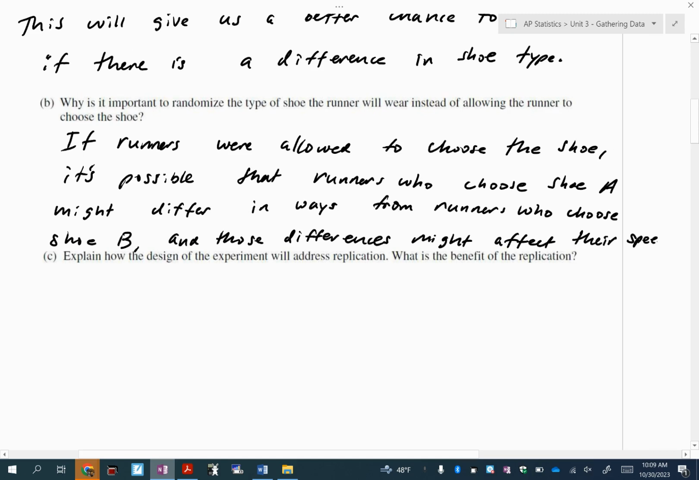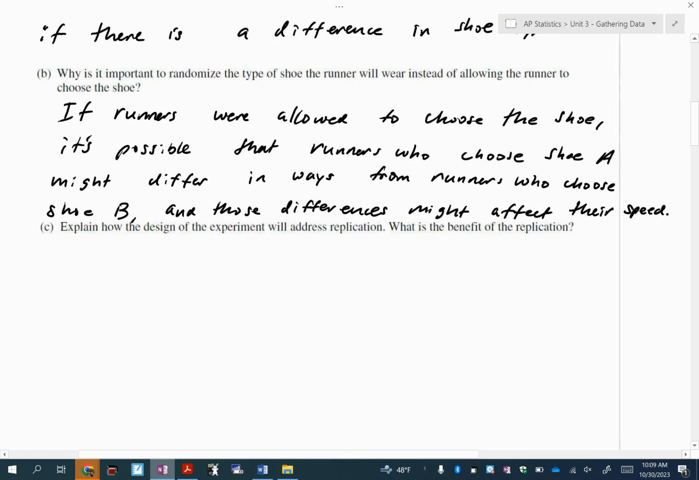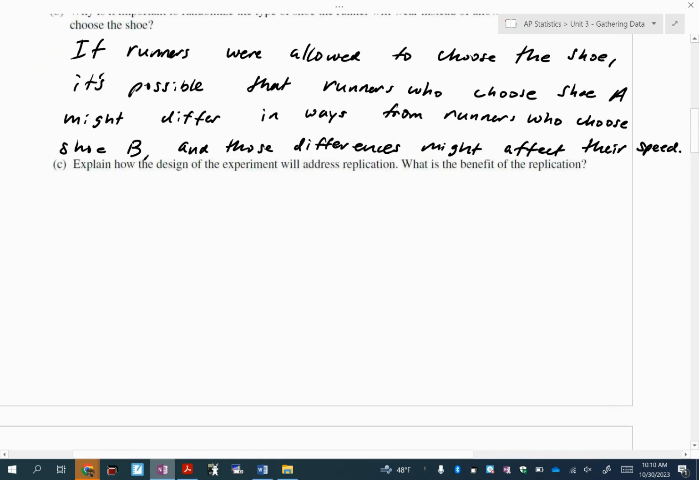Now, I know the likelihood of that is minimal, but there is a chance that this could end up causing a confounding issue and essentially your experiment results would not be really discernible, or it would not be able to generalize from there. Okay, let's do part C, and then we'll be done. Part C, explain how the design of the experiment will address replication, and what is the benefit of the replication.